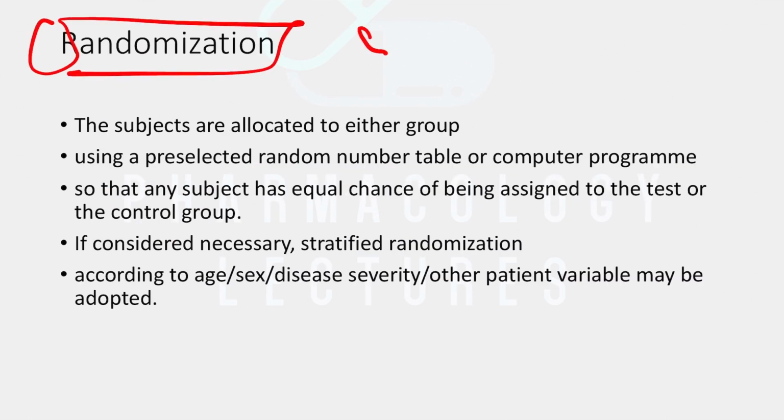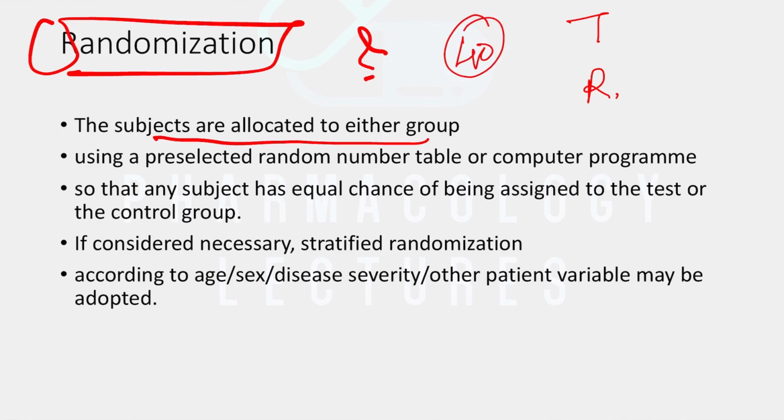So what is randomization? As the name suggests, you are randomly allocating patients or subjects to different groups. So that is randomization. Simple. Subjects are allocated to either group. For example, we had a test group and a reference group, and you have, for example, 40 subjects. So you are randomly allocating 20 into the test group and 20 into the reference group. That is called randomization.